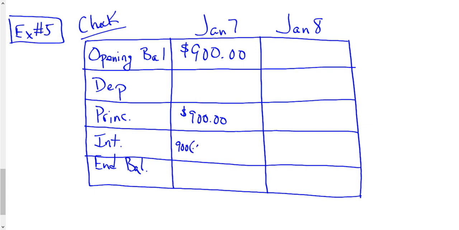So 0.021, and compounded how often? Is it daily in this? Yeah. So times what? 1 over 365. All right, you guys push buttons and tell me what you get for interest. Round it to the nearest cent.